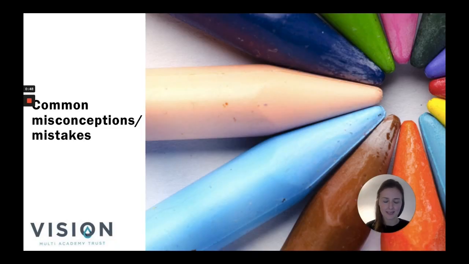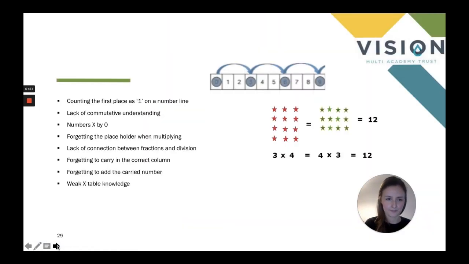I'm just going to take a couple more minutes to look at some common misconceptions and mistakes that children tend to make when they are multiplying and dividing. Okay, the first one here, I'm just going to work through these one by one very quickly. So the first one is on a number line. If you have a look at the example on the screen there, counting that first place as 1. So children got 1, 2, but of course the first is the first jump.